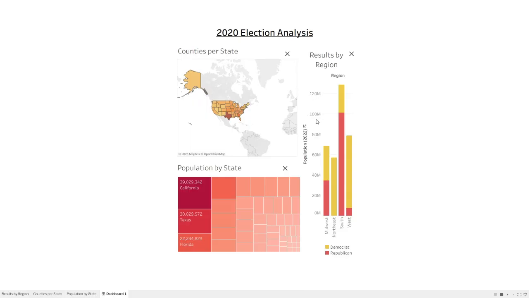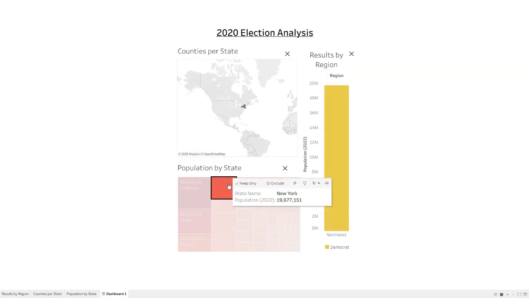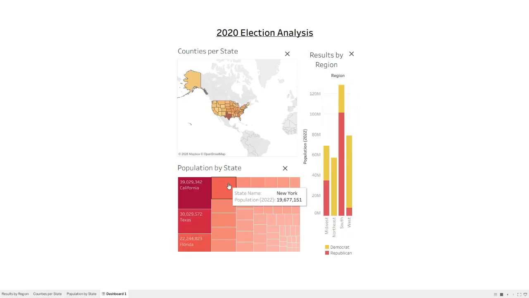The tree map provides a similar filtering experience, allowing users to focus on individual states and compare how population, county counts, and voting results relate to one another. This dashboard demonstrates how multiple factors influence our understanding of election outcomes. Through these visualizations, we gain a deeper understanding of how population distribution and regional characteristics contribute to the electoral landscape of the United States.